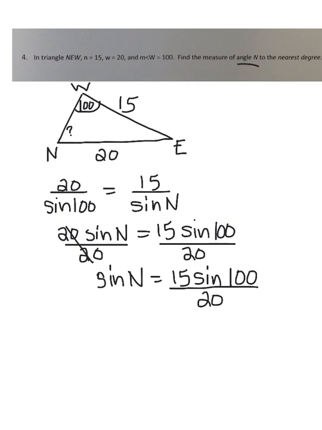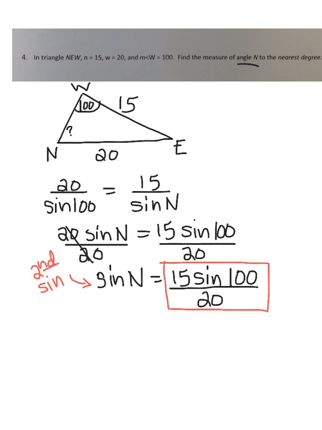Okay, so now remember at this point, we're actually looking for the angle, so we want to get rid of this sine. So just remember in your calculator, what you're going to hit right here is second sine. And then after that, you're going to put all of this in your calculator. Please remember, your calculator has to be in degrees. So you're going to do second sine, and then you're going to put in 15 times the sine of 100, that whole thing over 20, and then you're going to get angle N.